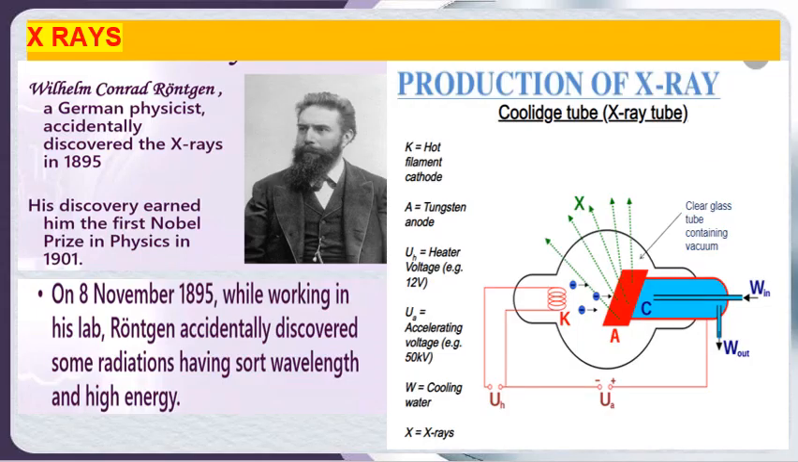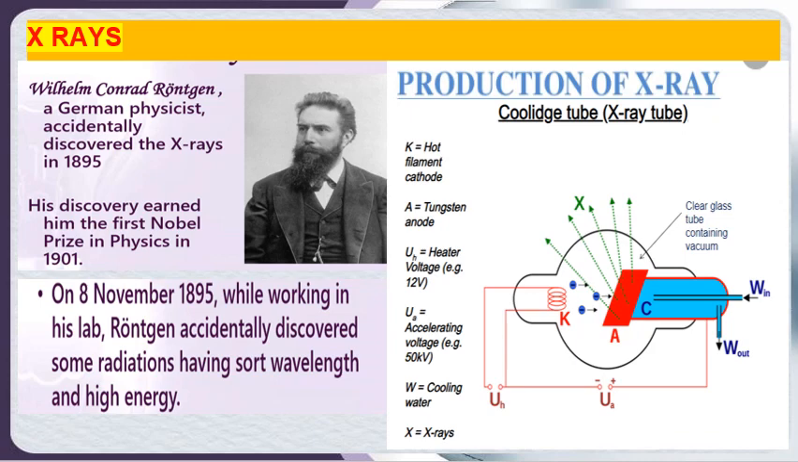The next topic is of X-rays. X-rays were discovered by Wilhelm Röntgen, who was a German physicist. In 1895, accidentally, the X-rays were discovered. For this discovery, he was awarded the Nobel Prize in 1901.